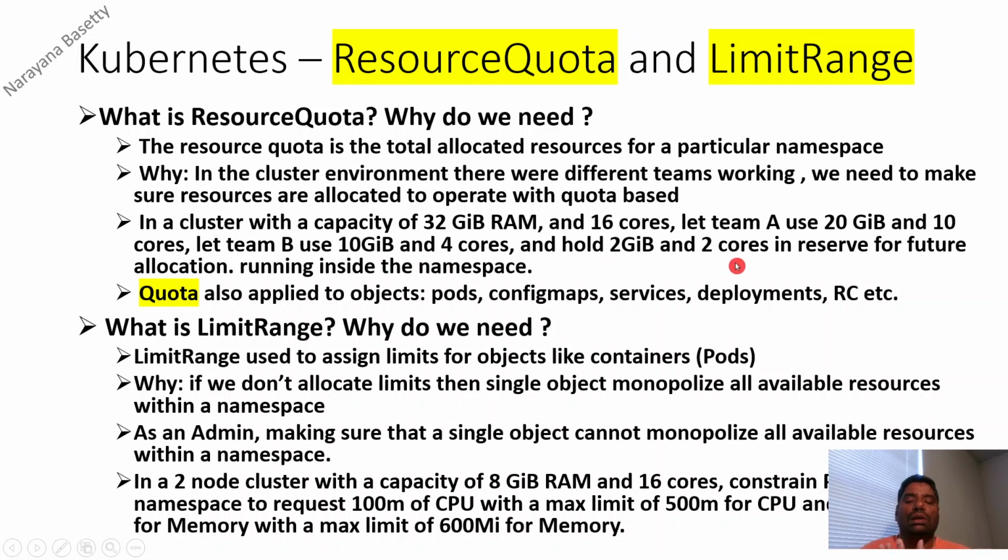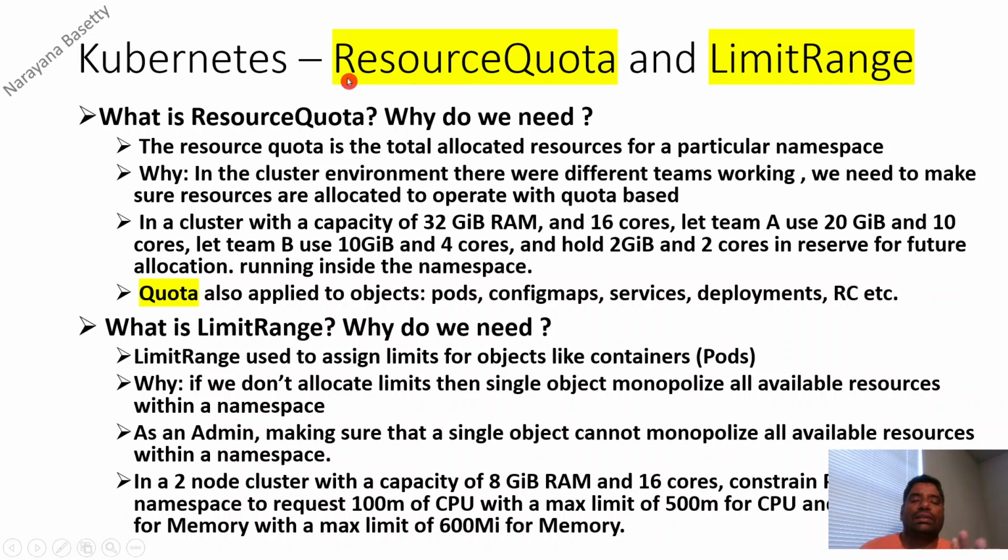The hardware still has the remaining 2 GB and 2 cores, which you can leave for the operating system to be up and running, or reserve for future allocation within the namespace. That's how you need to segregate. Who is going to do this? These are all done by the administrators.